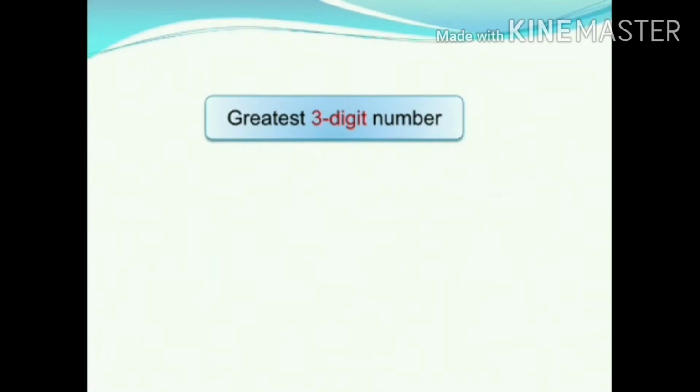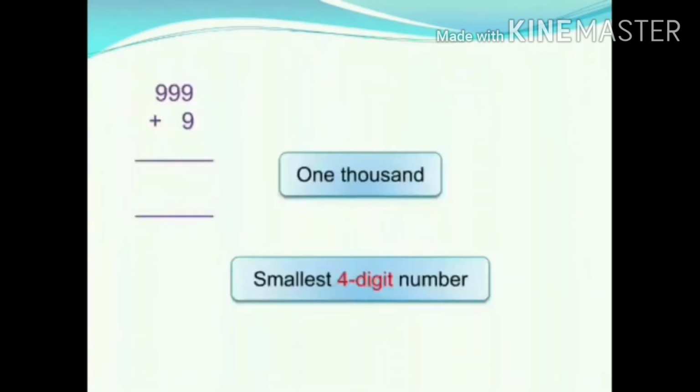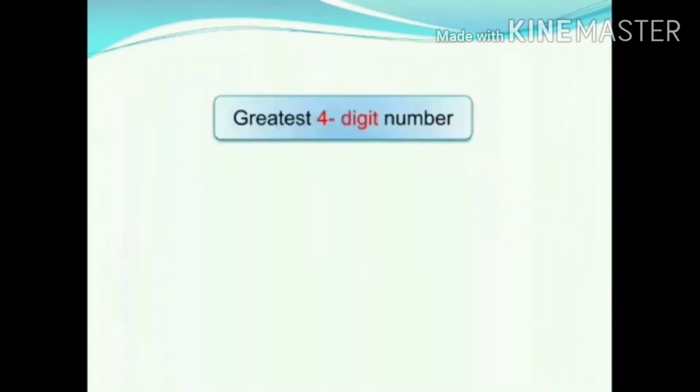Now we will go to the greatest 3-digit number. Which is the greatest 3-digit number? Yes, it is 999. When we add 1 to the greatest 3-digit number, we get the smallest 4-digit number. 999 plus 1 equals 1000. 1000 is the smallest 4-digit number. Now we got the smallest 4-digit number.